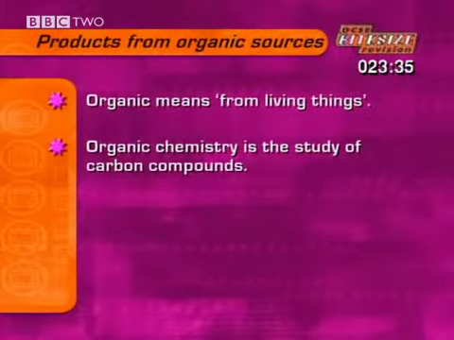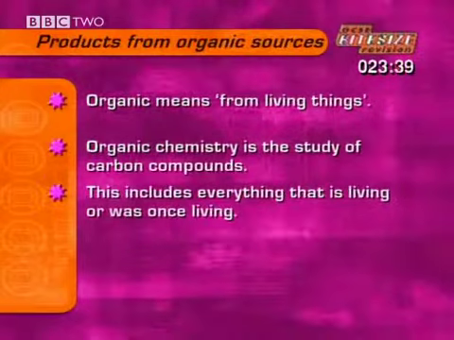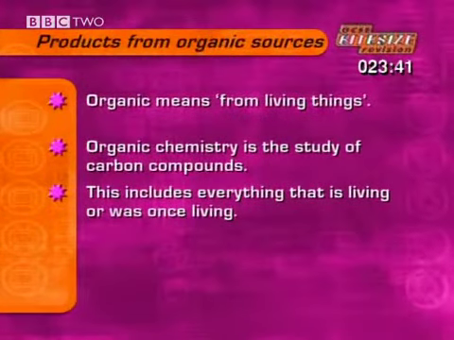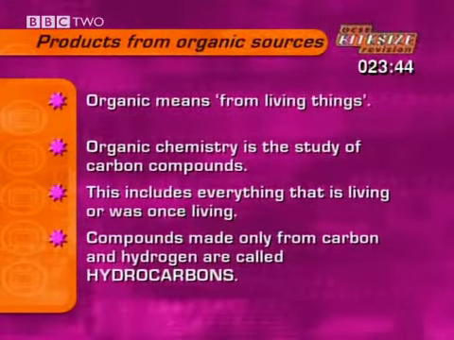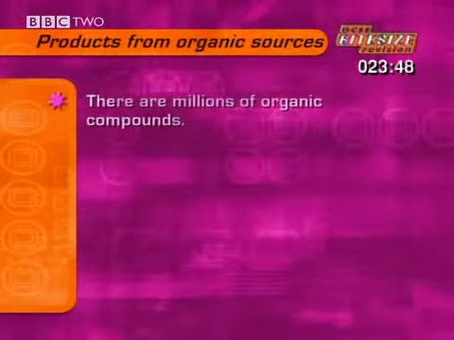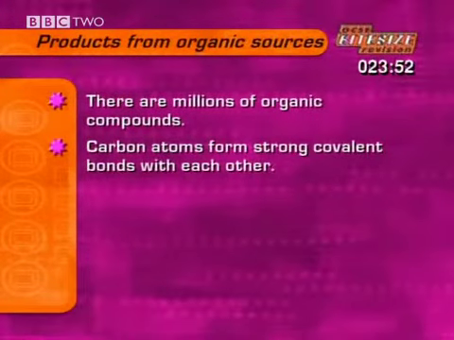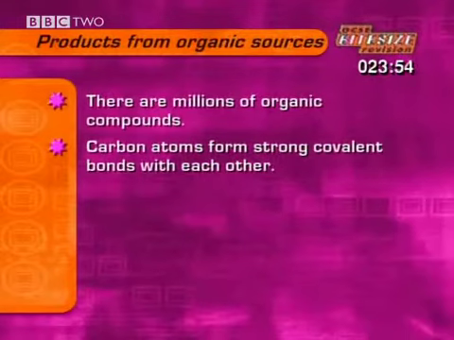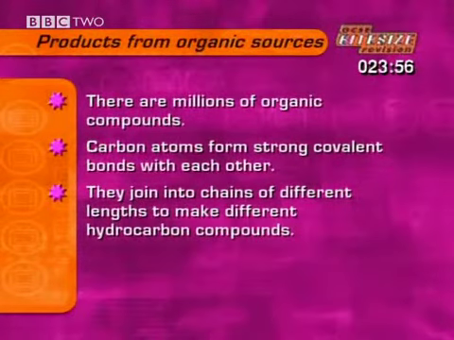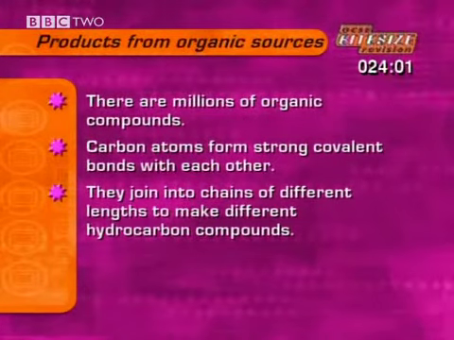Organic chemistry is the study of carbon compounds. This includes everything that is living or was once living. Compounds made from only carbon and hydrogen are called hydrocarbons. In nature, there are millions of organic compounds. That's because carbon atoms can form strong covalent bonds with each other. They can also join together easily to form chains of different lengths to make many different hydrocarbon compounds.